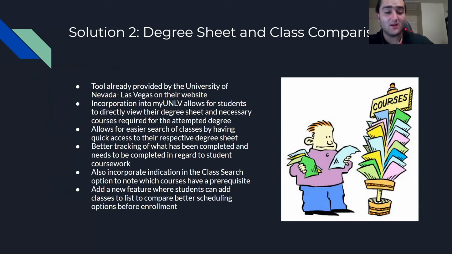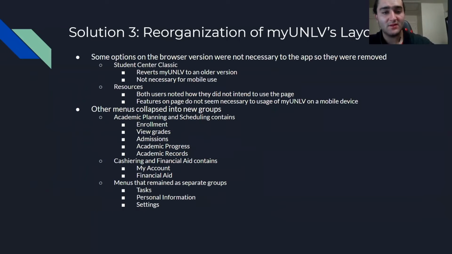That way, a student does not have to waste their time trying to enroll in a course that they are unable to take yet anyways, and add a new feature to allow them to compare their better scheduling options before enrollment to make planning each semester a lot easier for each student.